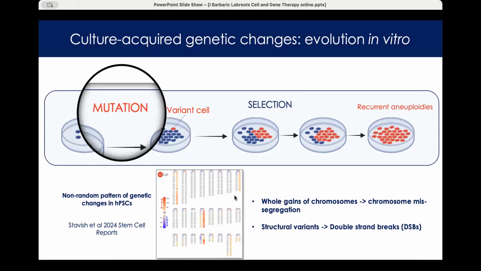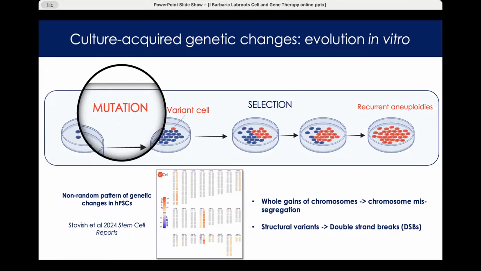we see that certain aberrations involve gains of whole chromosomes. For example, trisomy 12 is most commonly acquired as a gain of a whole chromosome. And this is presumably due to errors during mitosis or chromosome missegregation errors. But many of the recurrent aberrations that we see in the genome of pluripotent stem cells are actually structural variants, things like translocations, for example. And these are most likely underpinned by double-strand breaks followed by erroneous repair.